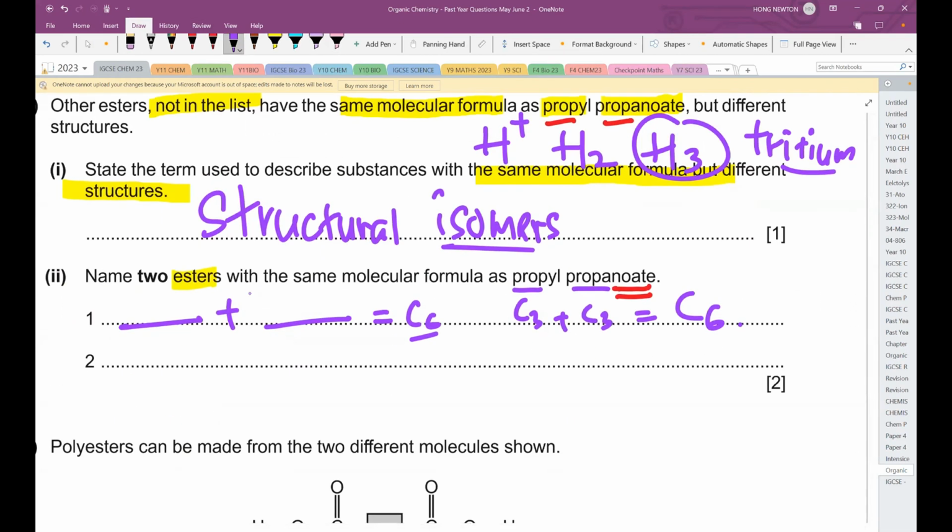For example, this one, the number 2 also. Whatever name you give, you must have the 6 carbon. So can you give the combination? Alcohol name first. But remember, you must end with the YL. Here, you must end with the NOATE. This one, you must end with the NOATE.